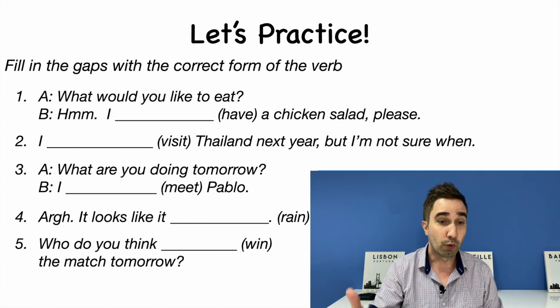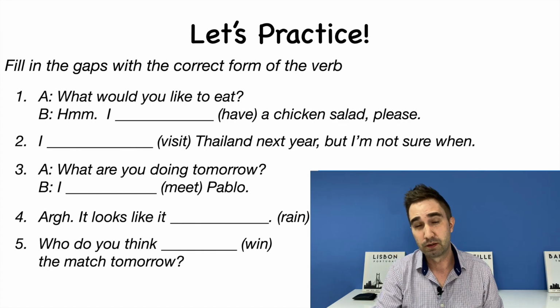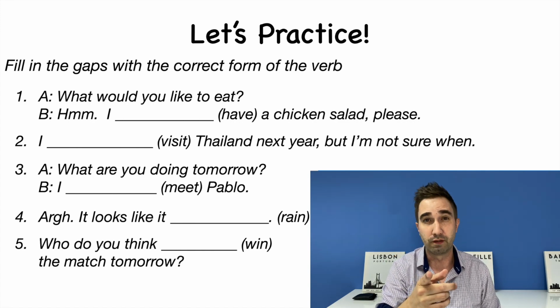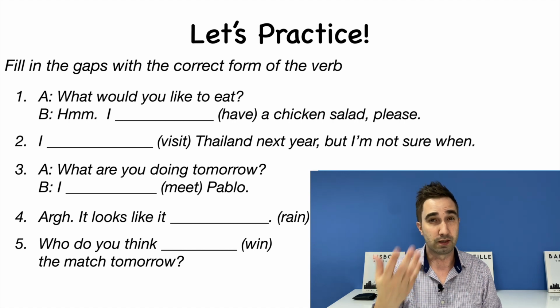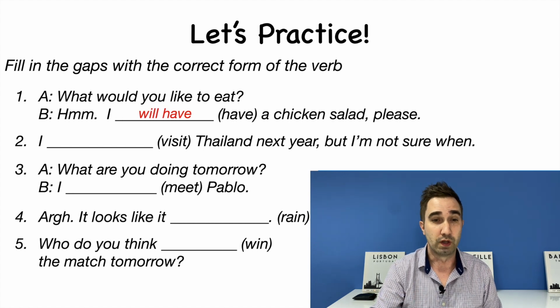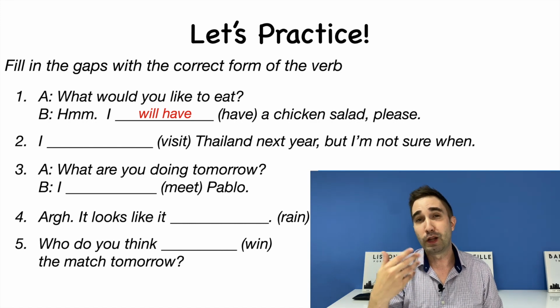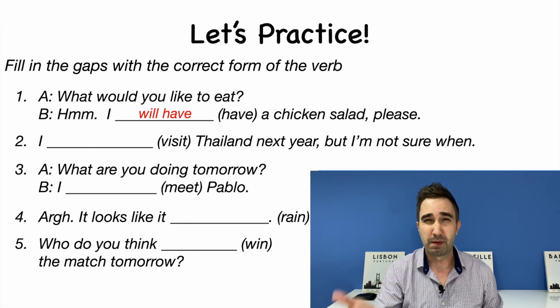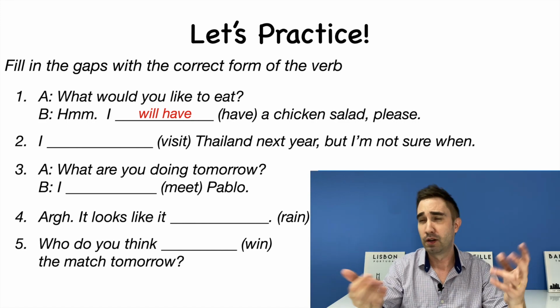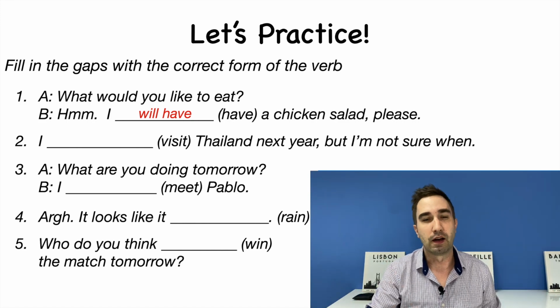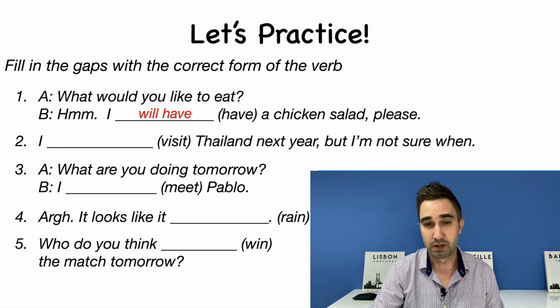All right, so number 1, what would you like to eat? So remember, we talked about this earlier in the video. If I want to make a decision, I'm going to use will, right? So what would you like to eat? Yeah, I will have a chicken salad, please, right? Maybe I'm deciding chicken salad or hamburger. I want to be healthy. So I say, I will have the chicken salad, please.